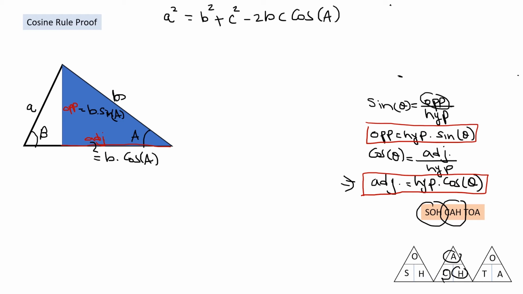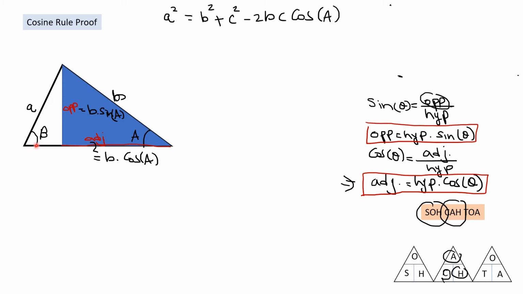Now what we are going to do is focus on this right angle triangle. This is the angle of interest, B. Opposite of this angle is this one, and adjacent is this one. So we know this side is equal to a, and the length of this side is equal to b sine A. And what about this one?